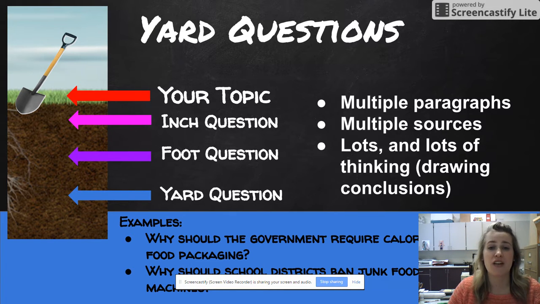A couple examples of yard questions would be things like, why should the government require calorie labels on junk food packaging? Or why should school districts ban junk food in vending machines? Those are examples of questions where I've had to look at multiple sources, answer them with multiple paragraphs, and draw conclusions. So we're going to be writing yard questions today.